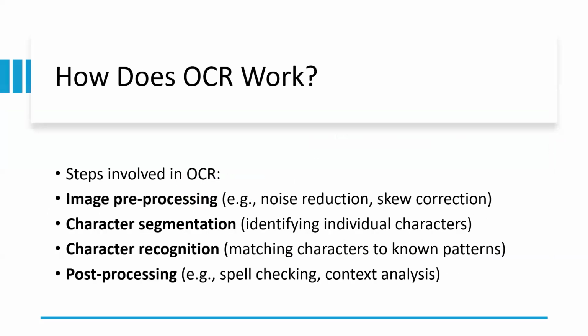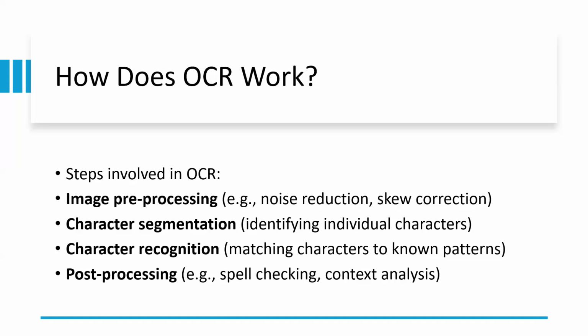Next is, how does OCR work? There are four main steps for OCR. The first one is image processing. When we have an image coming in, in most cases we cannot use the image directly. Either we have to crop it, the resolution is not perfect, or it's not a very clear image. So we need some type of image processing. Then we have character segmentation, character recognition, and post-processing of it.